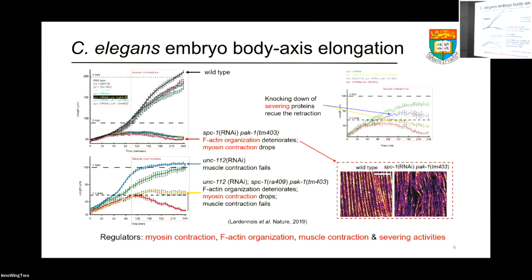Now, of course, biologists have done a lot on this interesting phenomenon. They can knock out many genes to regulate different functions and activities in this process. For example, they can knock out the myosin contraction, or some of the actin severing or cross-linking activity. All those things will basically make the elongation of the embryo abnormal. So this black line is the wild type, and after different genetic modifications, you will see the elongation or development of the embryo become abnormal.